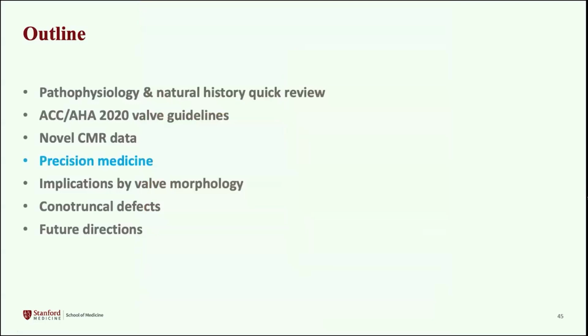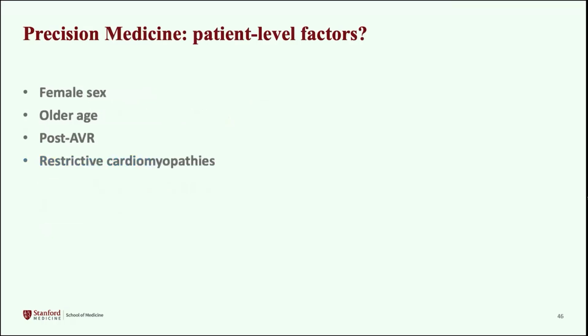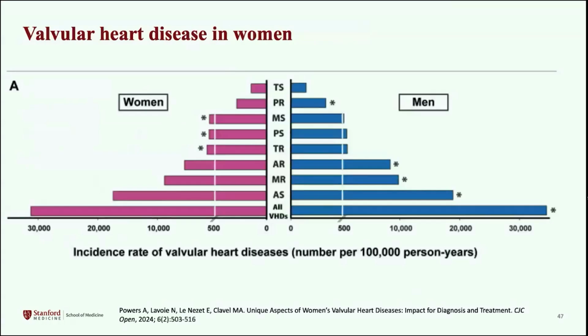All right, so I've hopefully not bored you too much with our cardiac MRI data. So I want to switch gears and talk a little bit about precision medicine and how this differs among patient groups. And so there are a number of factors that influence our outcomes after AVR: our age, our sex, whether we have an underlying restrictive cardiomyopathy, if we've had prior valve intervention. But I would like to focus just on female sex and what we know about females with chronic aortic regurgitation. So you can see this is data from Sweden.